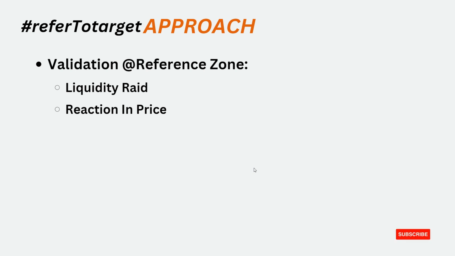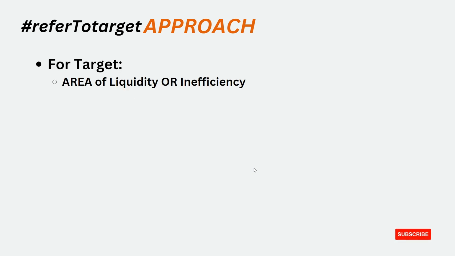Though I'm going to give you examples to be able to give you better understanding of what I mean. Moving forward, then the last thing you want to just focus on is your area of target. You want to know, okay, now you've already identified your reference zone, you've already validated the reference zone. The next thing you want to focus on is what is that area of liquidity or inefficiency on the opposite side of the market that you're going to target.